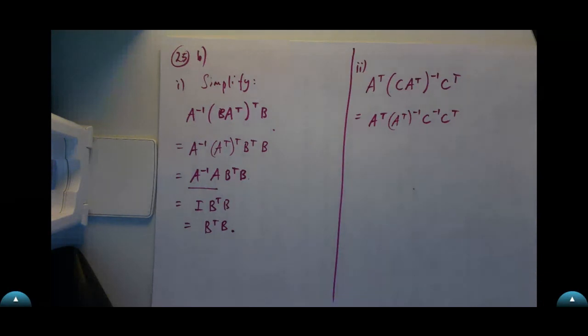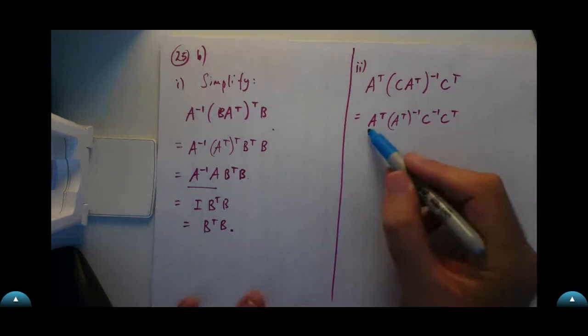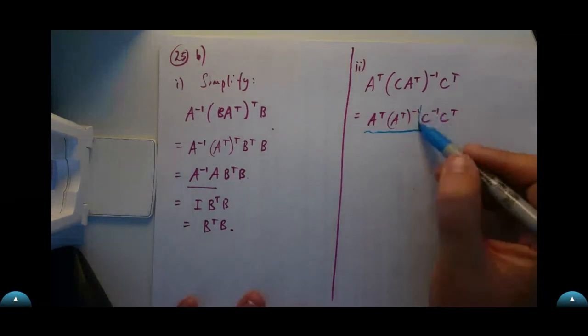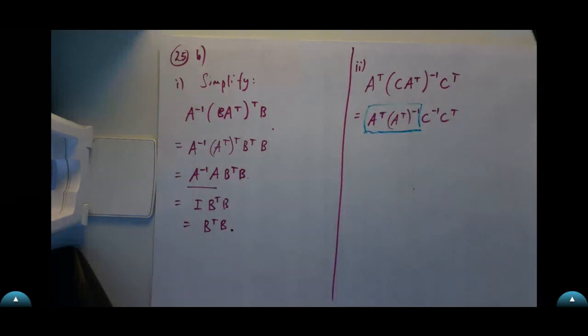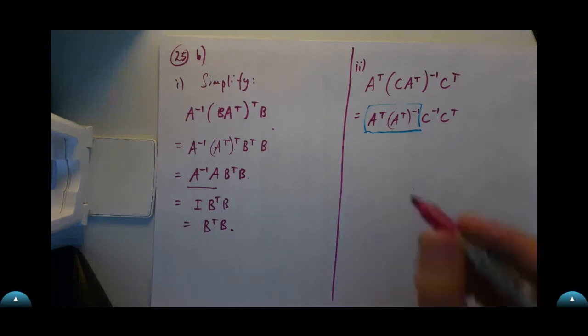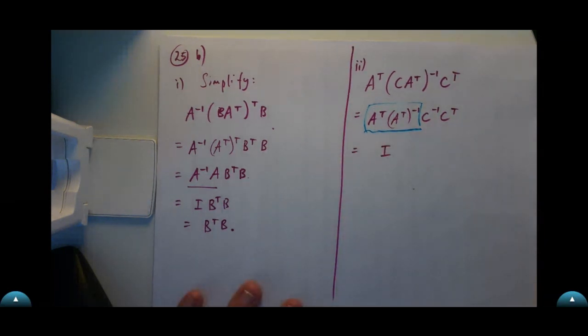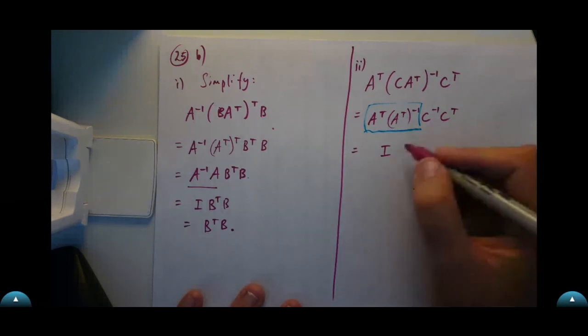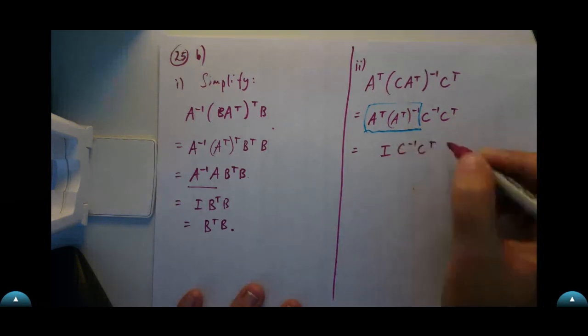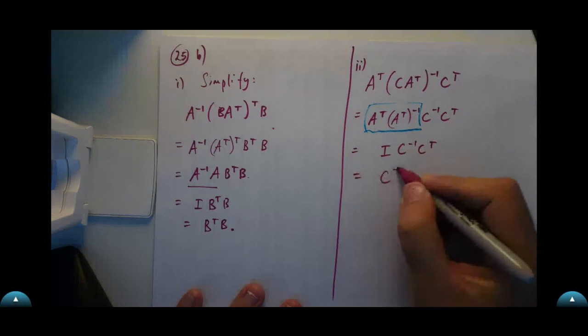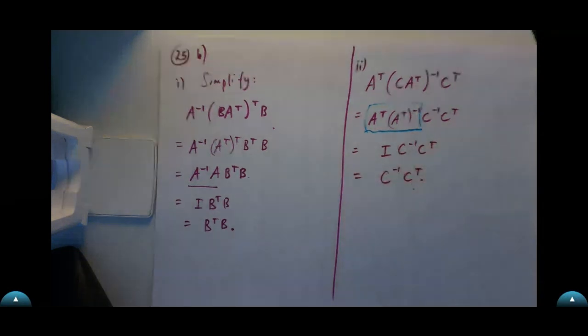Now, what is the product of these two things? Who can tell me in the chat? What is the product? Yeah, it's the identity. Yeah, that's all right. So C inverse C transpose. Now there's nothing you can do more to this. That's it.